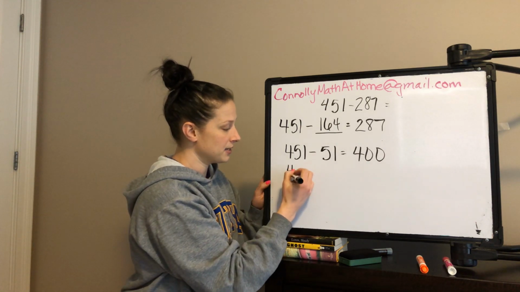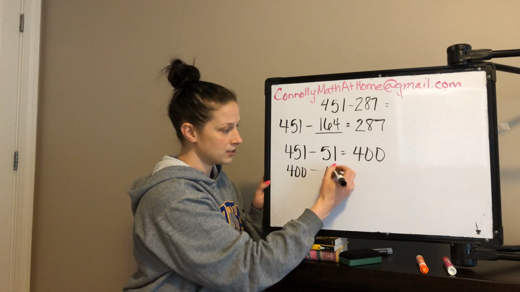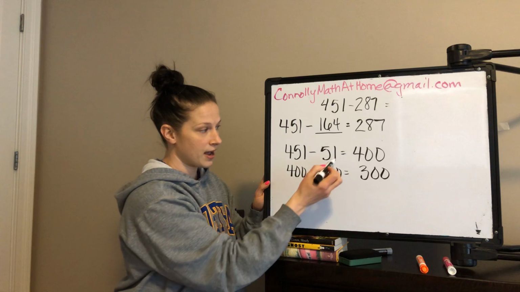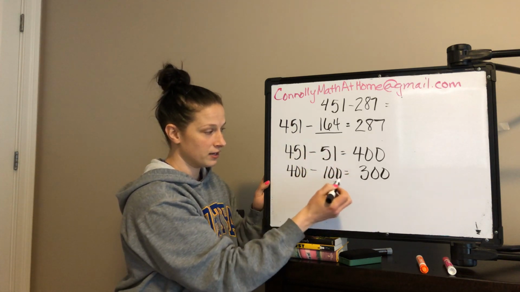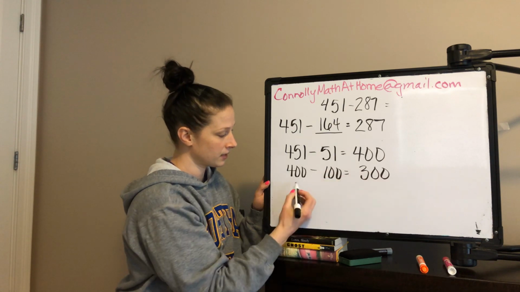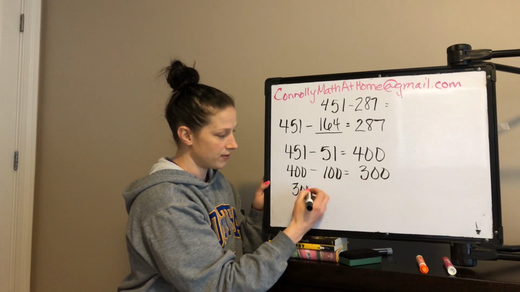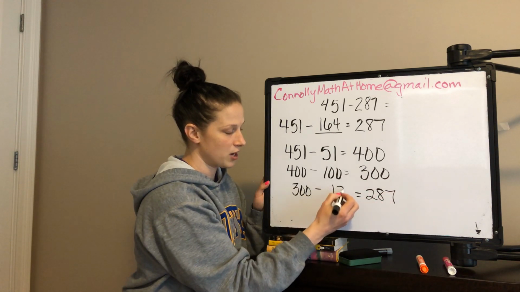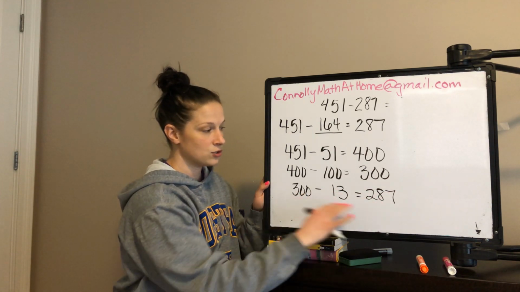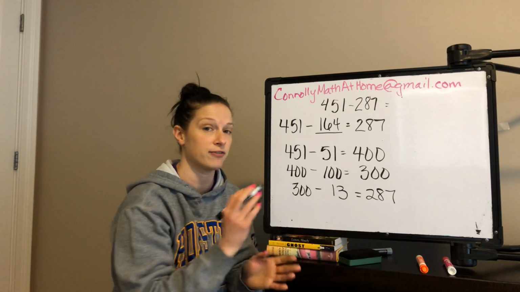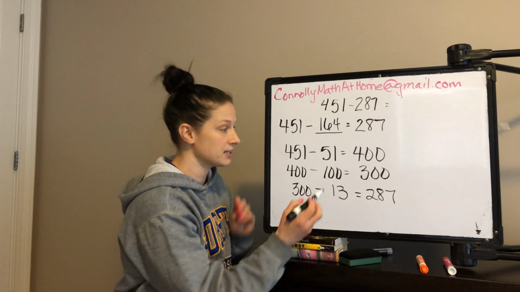Next, I'm going to say, all right, well, I know how to do 100 at a time. That's easy. So far, I've subtracted 151. I've gotten from 451 to 300. Now I'm going to say to myself, how do I get from 300 to 287? I'm going to subtract 13. And students have been practicing how to make 100 and how to get to 100, get from 100. So this is something they've been practicing.